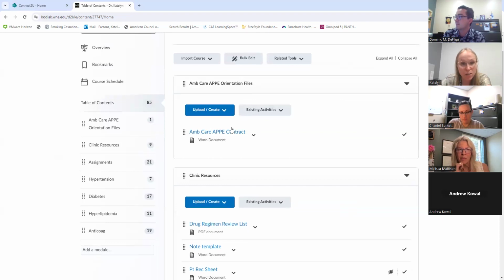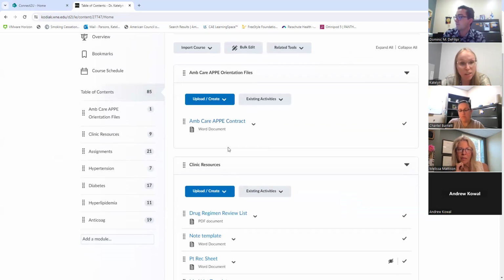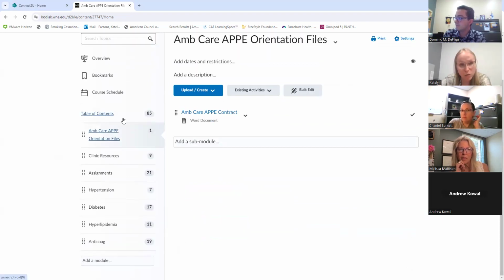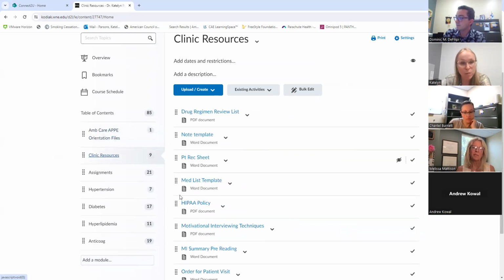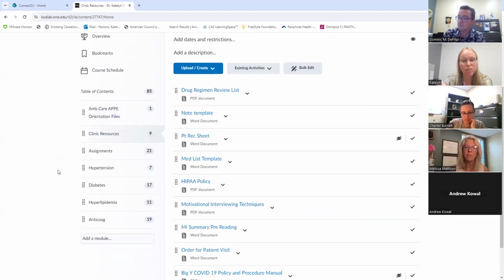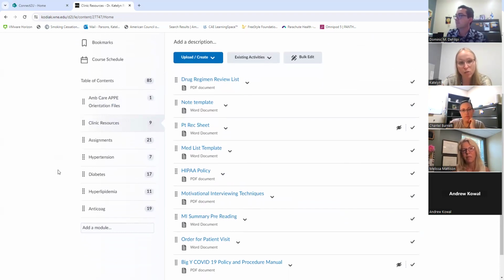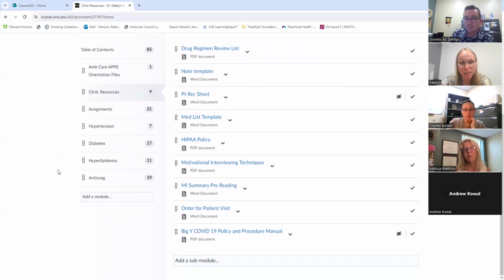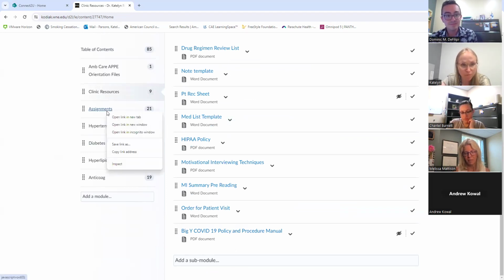So that learning contract that I showed you, that's in here. The next folder is different resources that may help them when they're here at the clinic. So how to work up a patient, different templates we might need for notes, the HIPAA policy. We do some activities about motivational interviewing, and I'll give them an assigned reading from here at some point in the first week. And so just different things they might need for working more at the clinics in this folder.